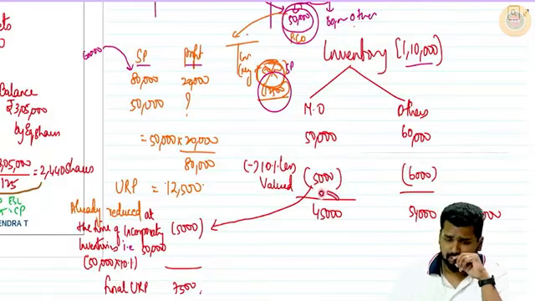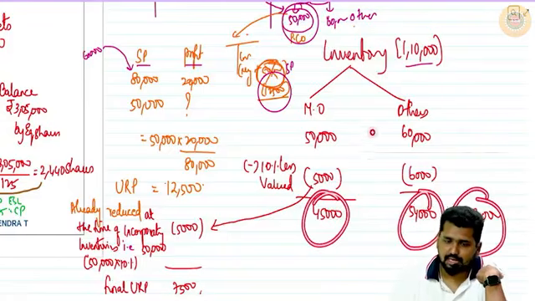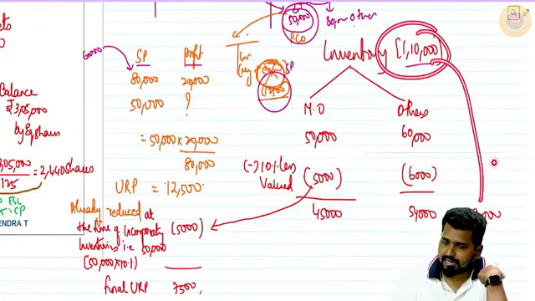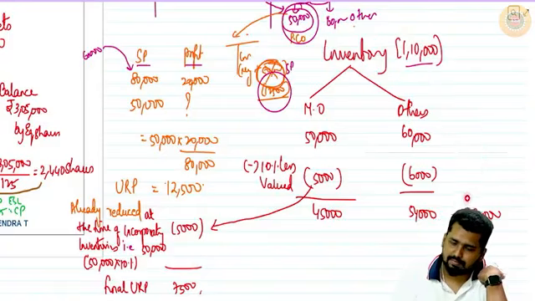So how much can I realize? 45 and 54. So what am I showing in my books? 99,000. So 1,10,000 is becoming 99,000. So in total I am decreasing.